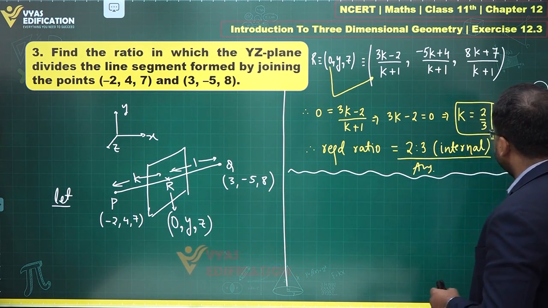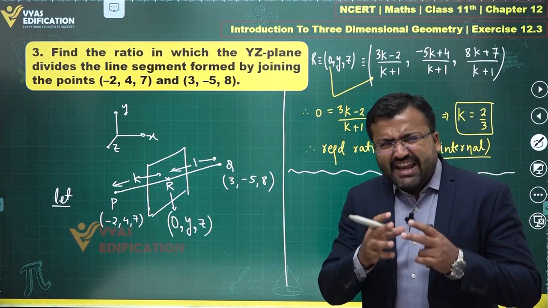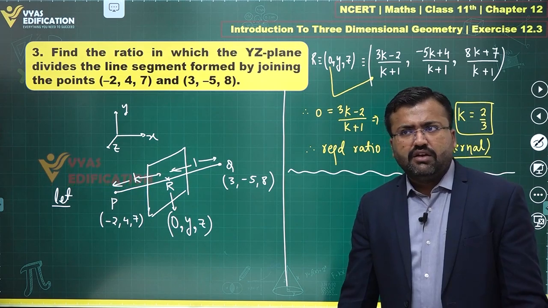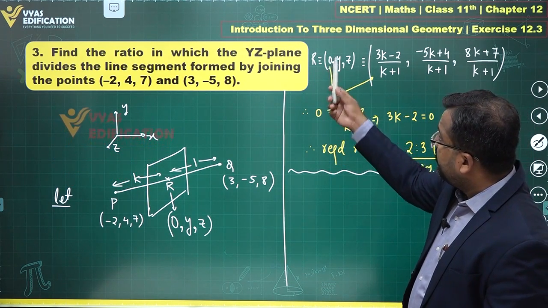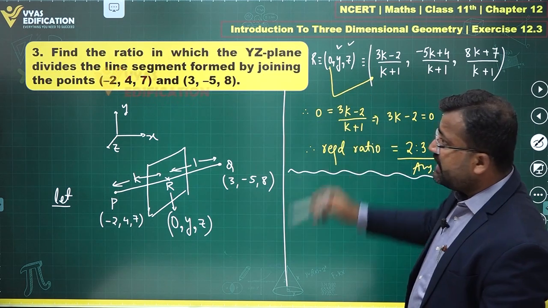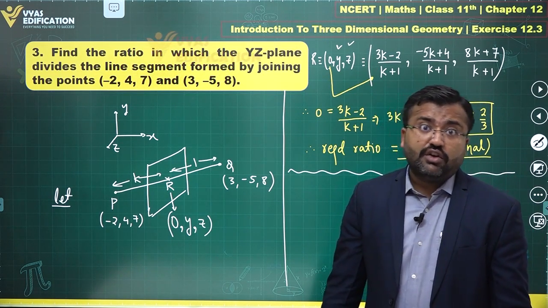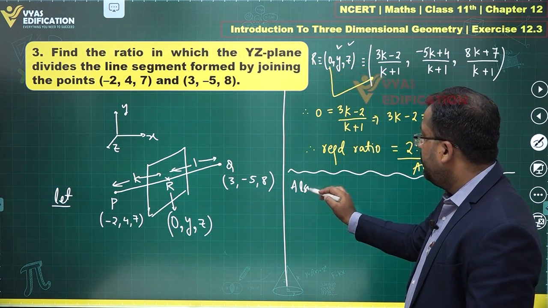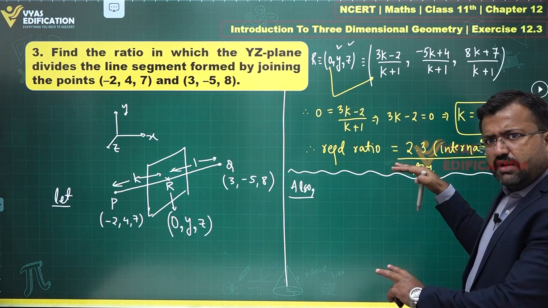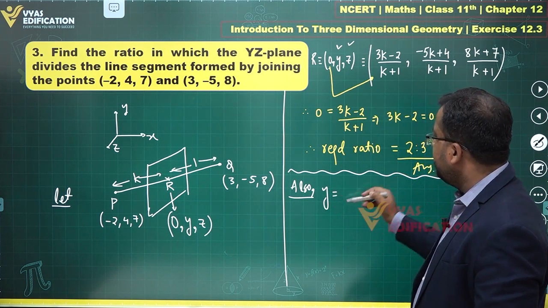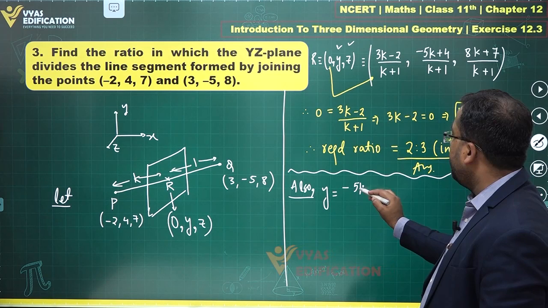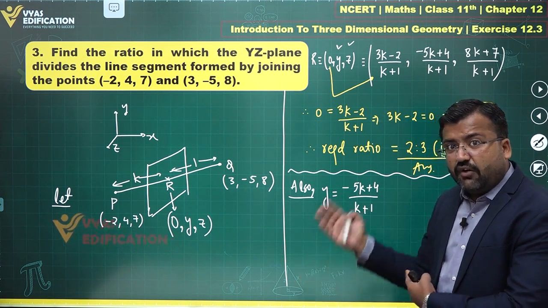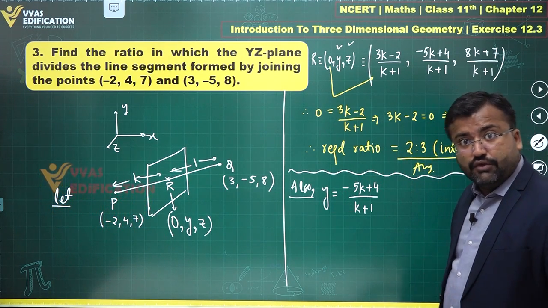But let's say somebody else comes and asks, can you also find this point R? We are already aware of the x coordinate, but can you find the y and z coordinates as well? Yes. How can you find that? The y coordinate will be equal to this. The question is done up till this point, but also y = (-5k + 4)/(k + 1), and now I know the value of k, so let's use that over here.